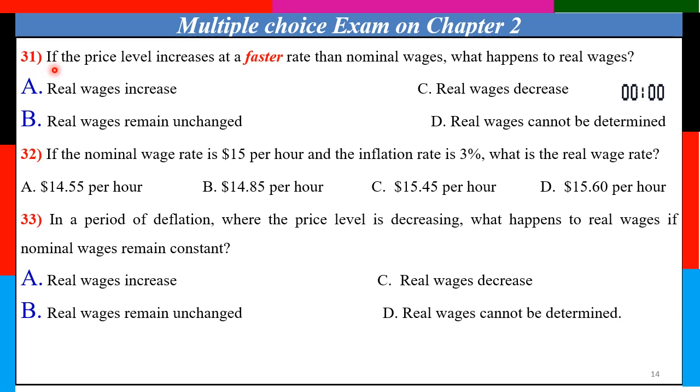Question number 31. If the price level increases at a faster rate than nominal wage, what happens to the real wage? A. Real wage increase. B. Real wage remain unchanged. C. Real wage decrease. D. Real wage cannot be determined. C is the correct answer.